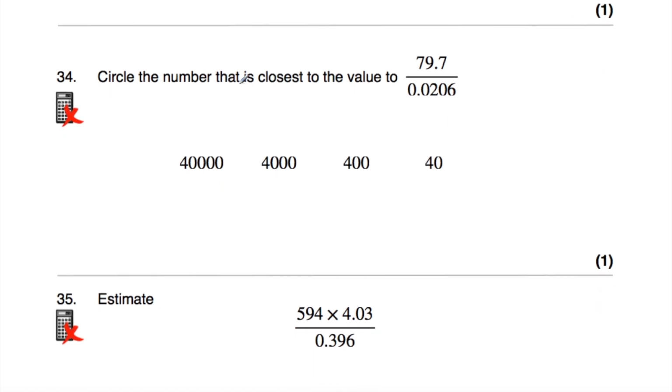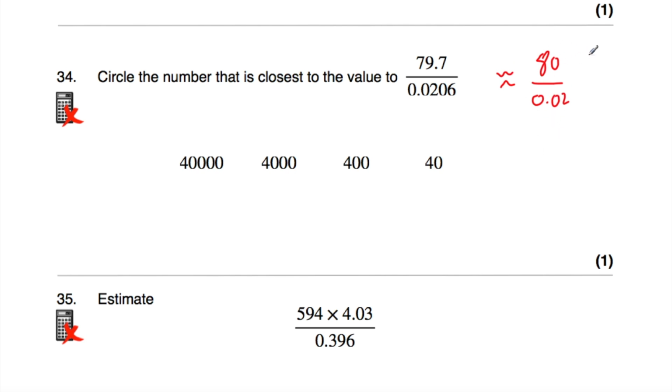So question number 34, we've been asked to circle the number that's closest in value to 79.7 divided by 0.0206. So let's round our numbers to one significant figure. So 80 on the numerator, so approximately equal to 80 over, and then the denominator will be 0.02. So just rounding those numbers to one significant figure. So let's work out what 80 divided by 0.02 is.